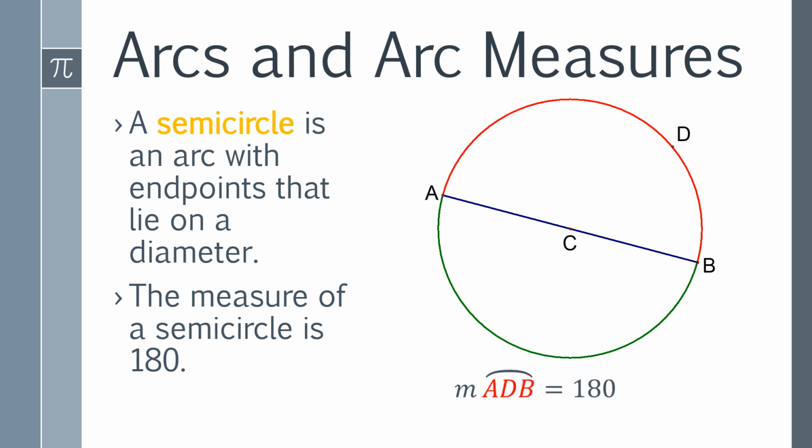Okay, a semicircle is an arc with endpoints that lie on the diameter. So the measure of a semicircle is always 180. It's halfway around the circle. So if the whole way around is 360, halfway around is 180.